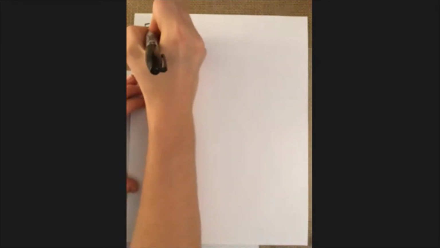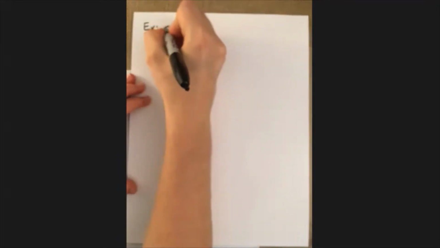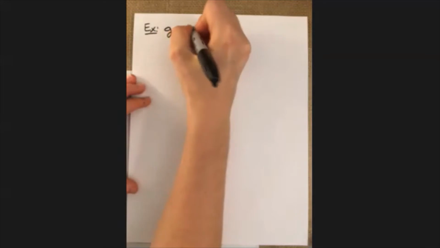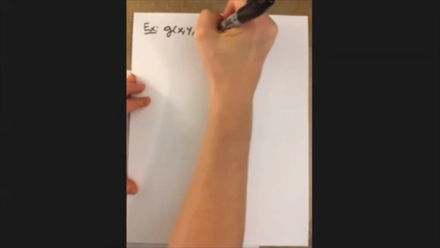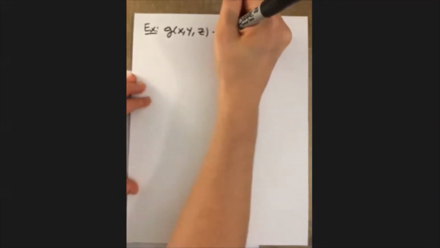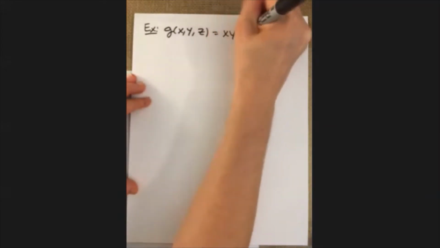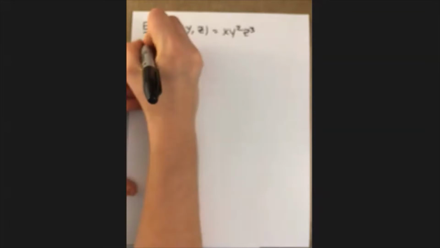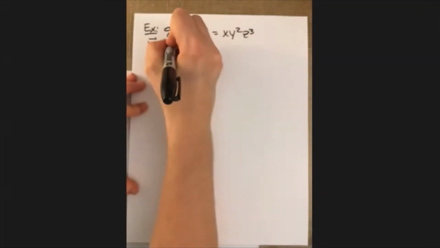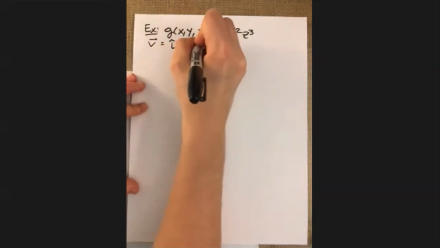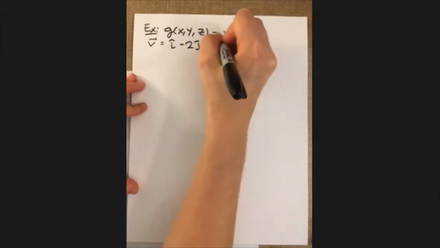Let's do another example. In this example, we'll have three components in our three variables in our function here. We're going to have g of x, y, z is equal to xy squared z cubed. And the vector that we're going to want to look at this time for our directional derivative is going to be i hat minus 2j hat plus 2k hat.